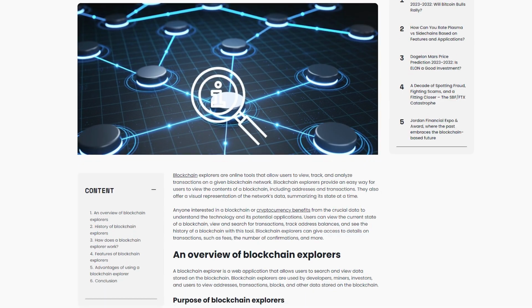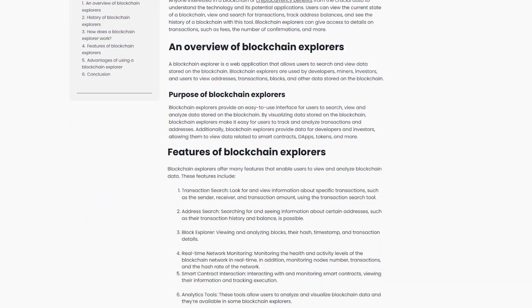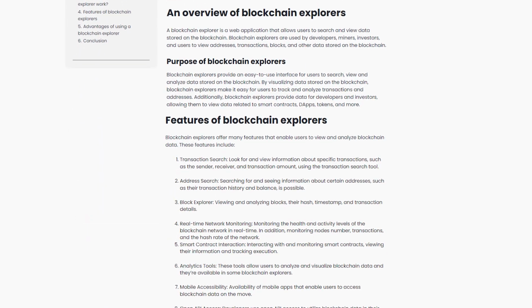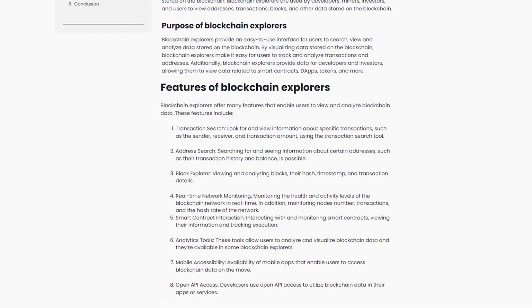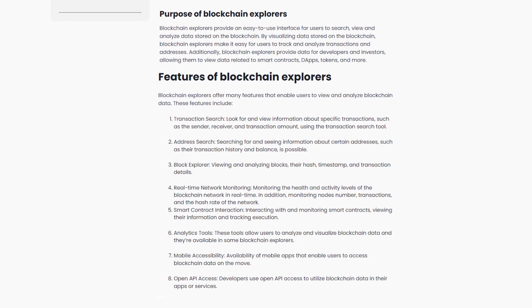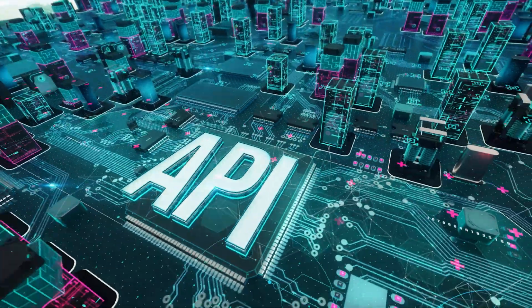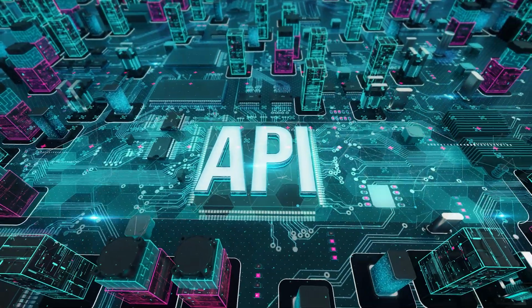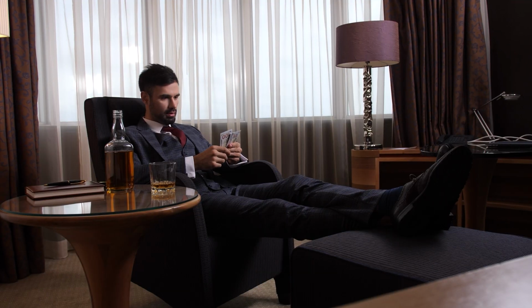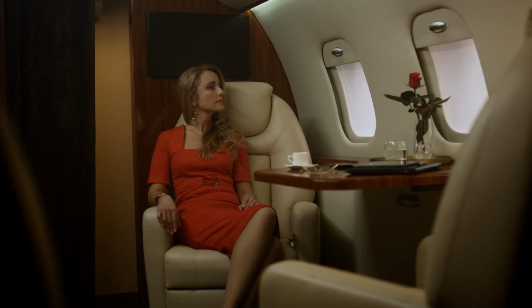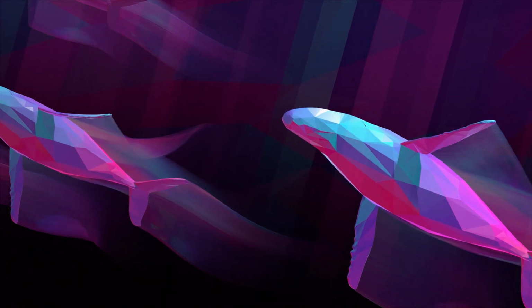Some of the things today that you can do with block explorers are transaction and wallet address searches, look up wallet holdings of a user, analyzing blocks and hashes, real-time network monitoring, smart contract interaction, open API access for developers to make use of, smartphone accessibility so you can do detective work on the go, and rich lists, showing you the top holders of any given coin, also called whales.